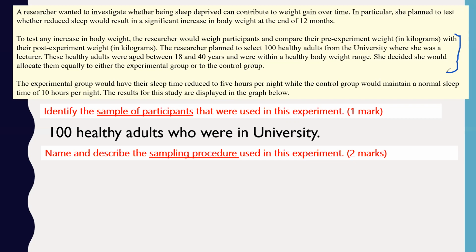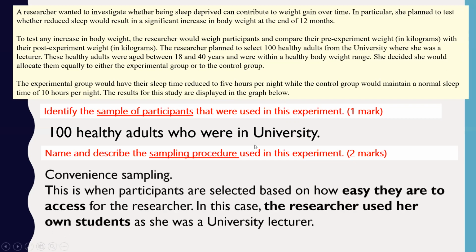Yeah, convenience, excellent, good work. So convenient sampling is the sampling procedure that's been used. So I'll just project that so everyone can see. Convenient sampling was used, and we know that convenient sampling was used because if we read that specific paragraph, you can see that she selected 100 healthy adults from the university where she was a lecturer.